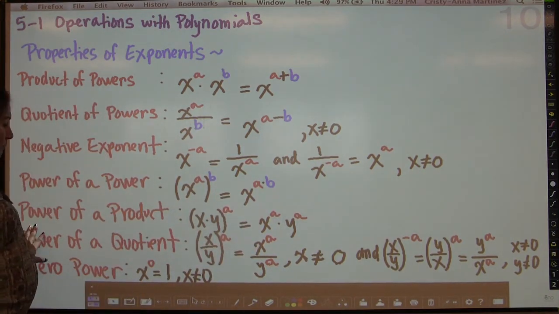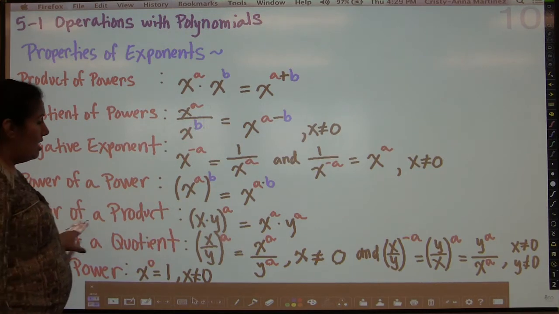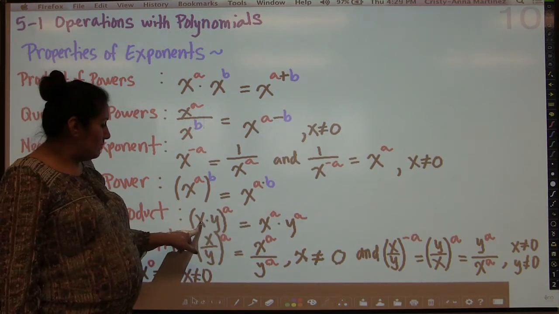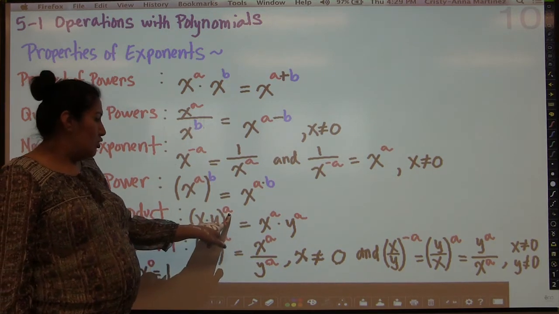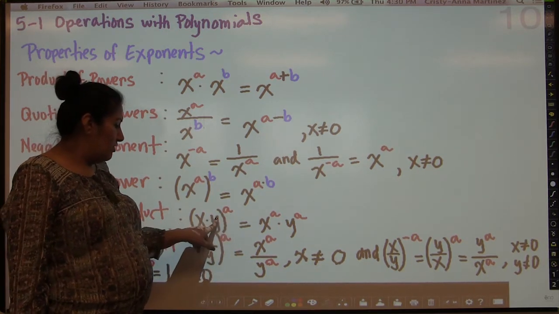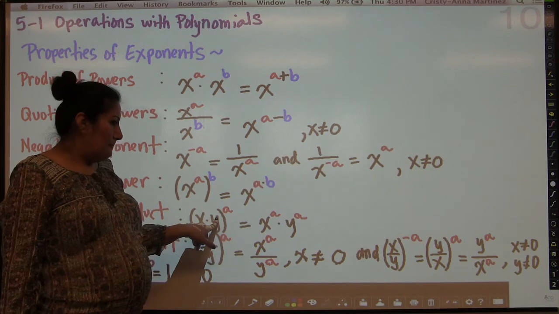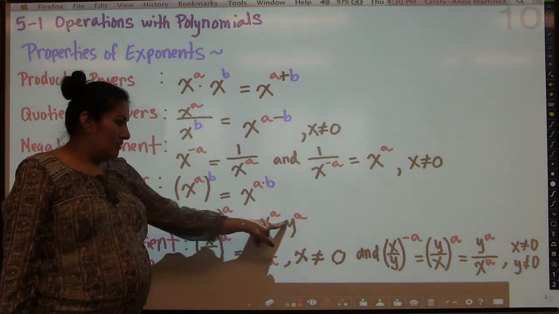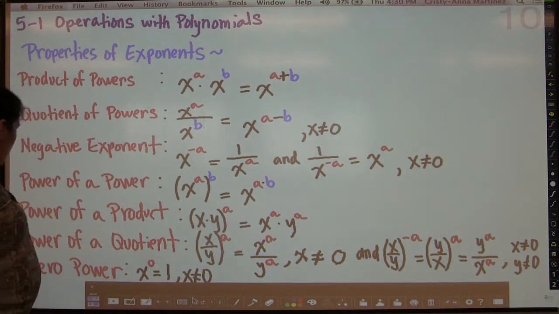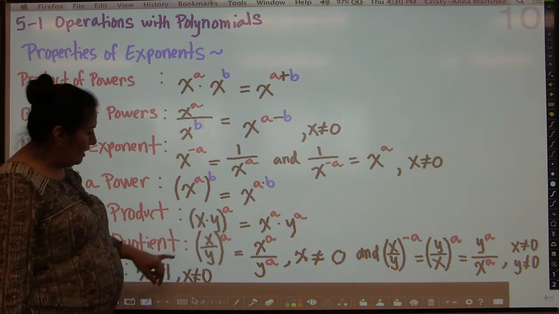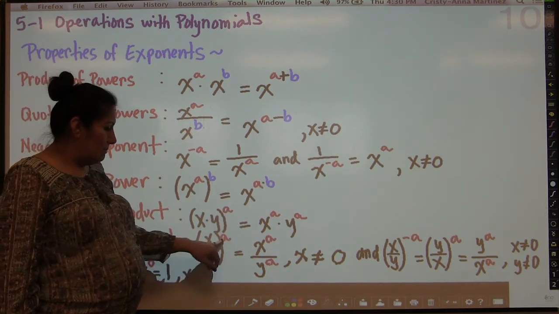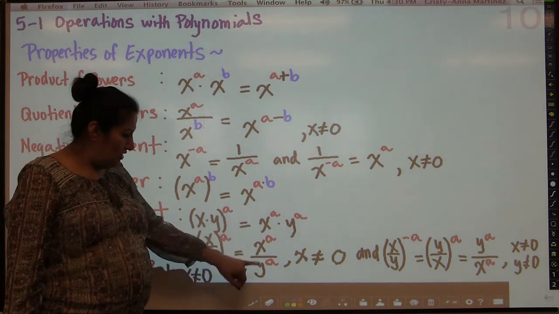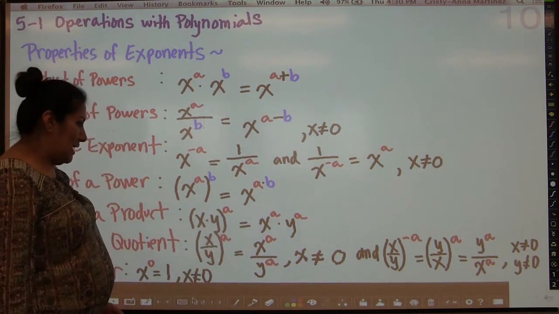We have power of a product, which is basically the distributive property. If you have two different bases being multiplied inside parentheses to a certain power, then you can distribute that power to both of those variables separately. And then you have power of a quotient, same idea, only with division. If you're dividing two different bases with the same exponent outside, you can distribute to the inside. And again, x cannot equal 0.